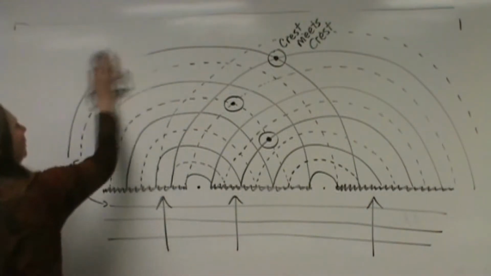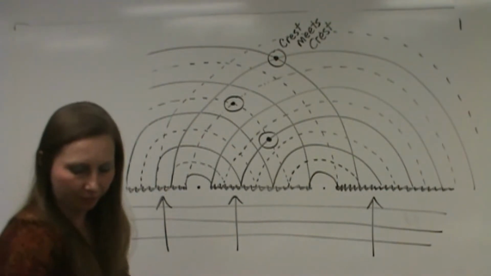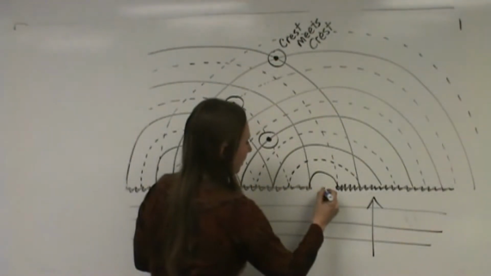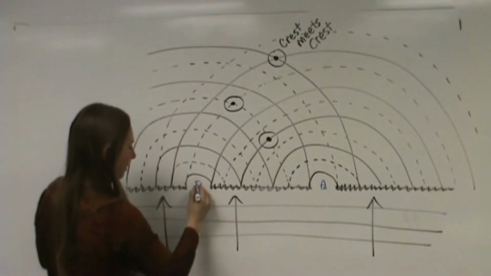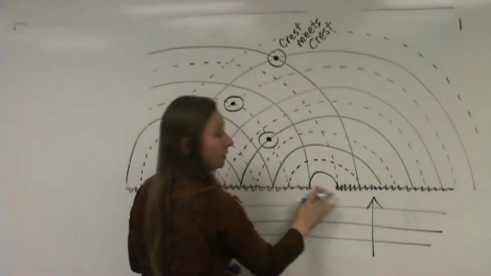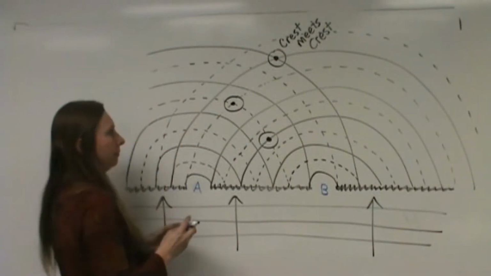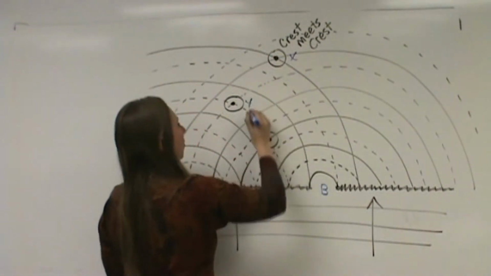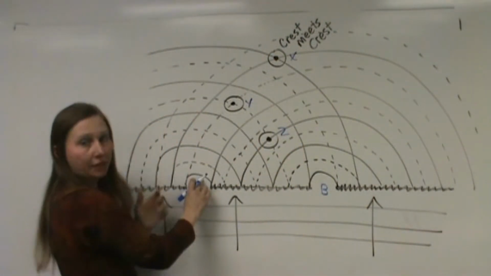Now, let's try something else also. I'm going to erase a little bit over here so we have some room to do some calculations. Let's count how many wavelengths or half wavelengths the distance is from A to here and from B to here. We'll make this A, we'll make that B. Ready? We're going to count from A to here. We'll call this point X, point Y, and point Z. So from A, I'm going to count the crests.